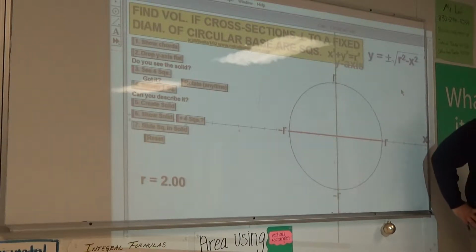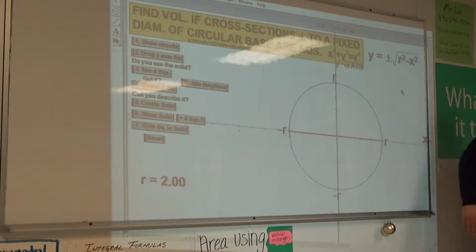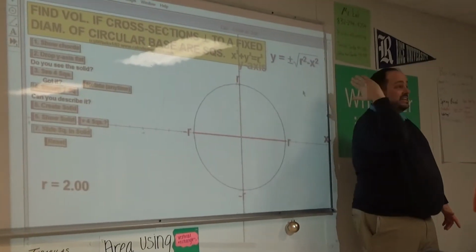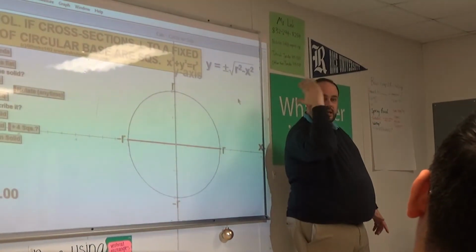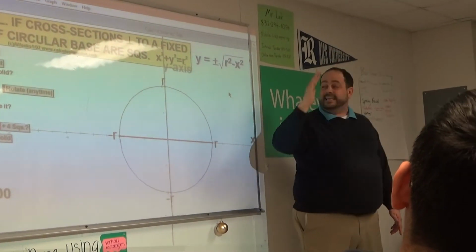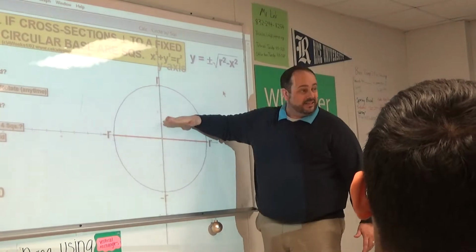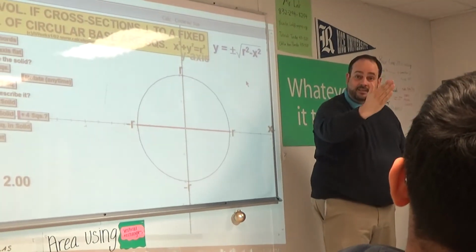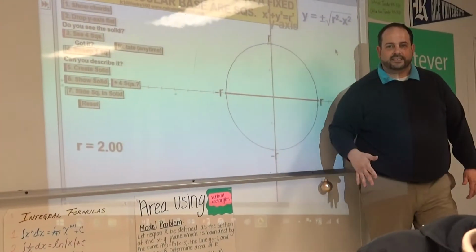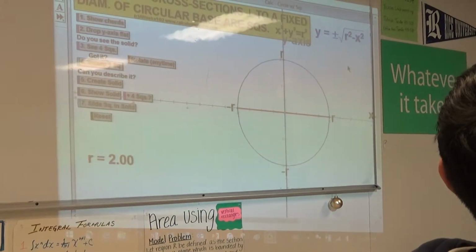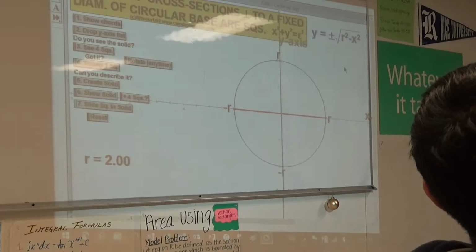Perpendicular to the x-axis, what does that look like? If I'm making my slice this way, think about the thickness of the slice. Is it a dx thickness or a dy thickness? It's a dx? Okay, so perpendicular to the x-axis, show me perpendicular to the x-axis. Perpendicular to the x-axis is dx.